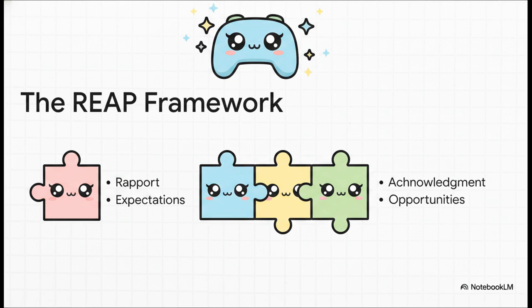This is the REAP framework: rapport building, establishing expectations, acknowledging desired behaviors, and providing opportunities. When you use these together, these 4 evidence-based approaches are an absolute game changer. They hit the root causes of undesired behavior, things like the need for attention, predictability, or positive feedback, and they align perfectly with core trauma-informed principles. So let's break down each letter.